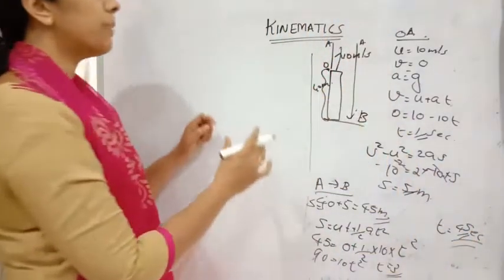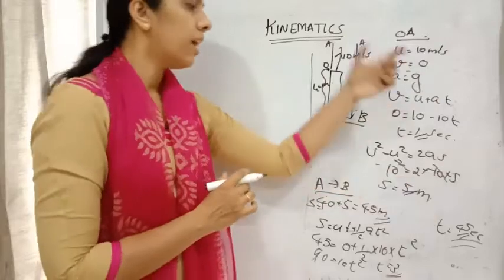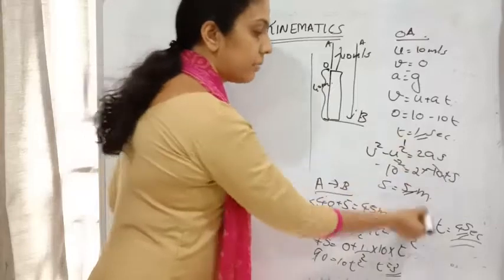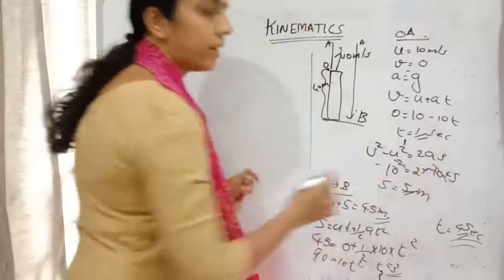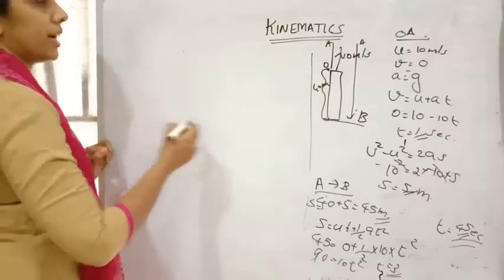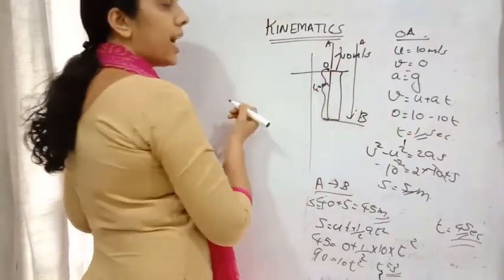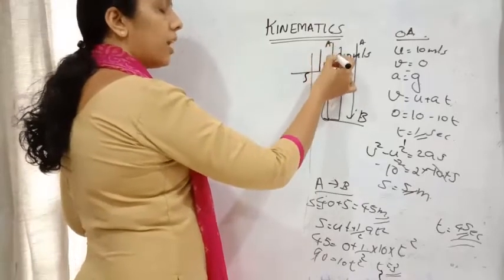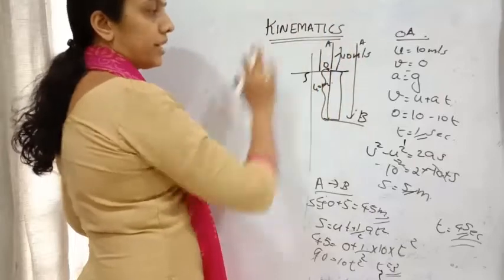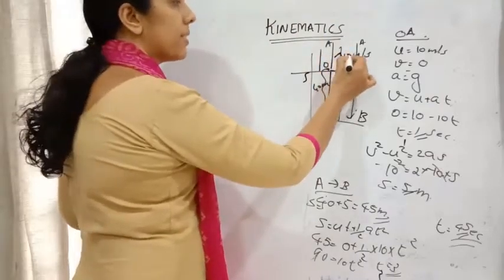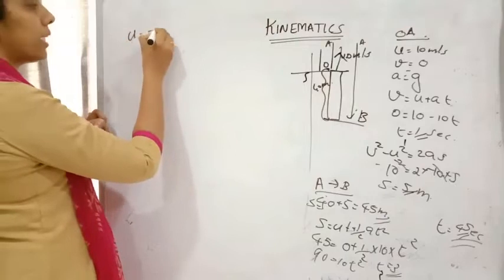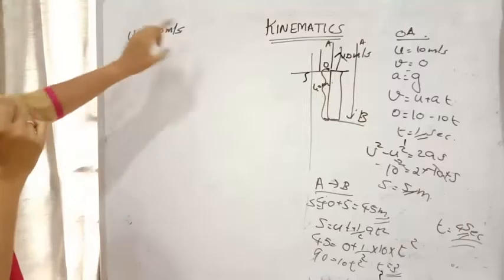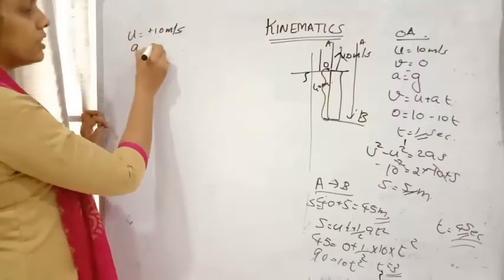This is a very long process. First we find the upward distance and upward time, then the downward time, and then we add them. Instead, we can consider this O as the origin. When we do that, the object is moving with an initial velocity u in the upward direction. Here we take initial velocity u equals plus 10 meter per second, since it is upward. Acceleration is g.